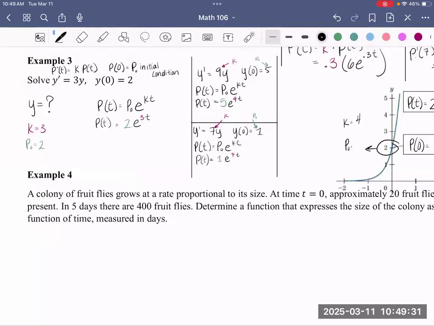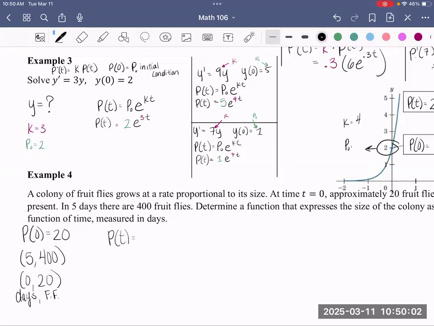So they gave us a few things. They gave us P naught. So initially, there are 20 fruit flies. They also told us that after 5 days, there are 400 fruit flies. And keep in mind, they told us at 0 days, there are 20. We have days and we have fruit flies. And let's see, we aren't given much more, but keep in mind what we do have.